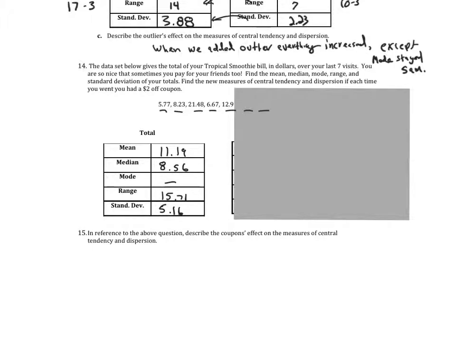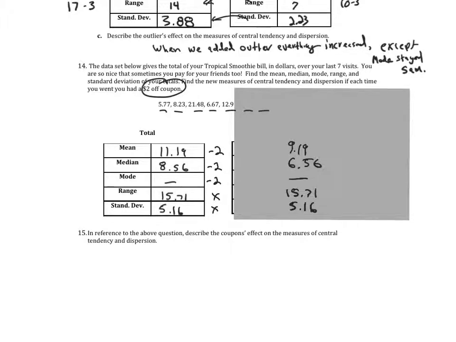So what we have to do now is figure out, it says we have a $2 off coupon. So that means we have to subtract 2 from our mean, 2 from our median. If we had a mode, we would subtract 2 from it also. We're not going to do anything to our range or standard deviation. Those are going to stay the same. So when we subtract 2 from these, we get 9.19 for our new mean. Our new median is 6.56. This will not be affected. These stay the same, 15.71, 5.16.